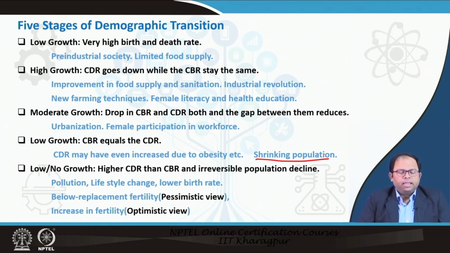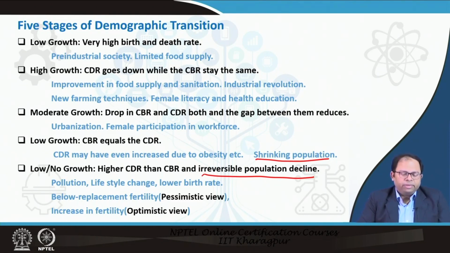And finally, in the fifth phase, which is the extension of the fourth phase, we may see a higher CDR than CBR, which will lead to an irreversible population decline. But the opposite can also happen in some societies based on the policies they have adopted. If the society recognizes this as a problem and adopts policies which can reverse this, in that case the CBR can actually increase.